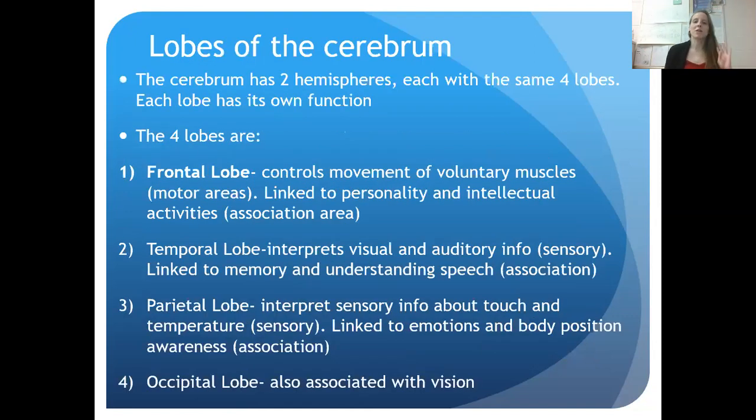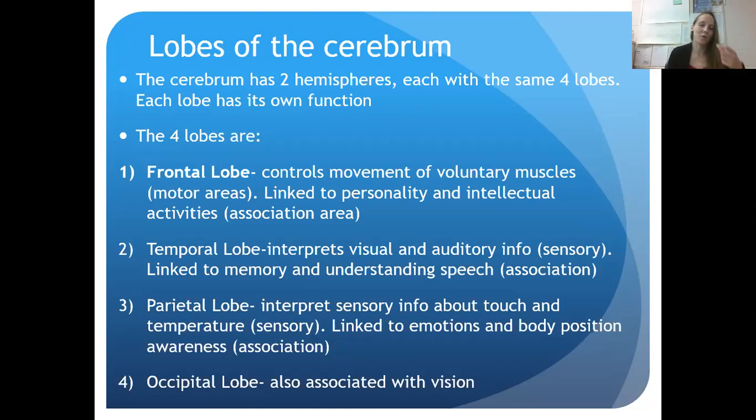So there are 4 different lobes of the cerebrum. Those lobes are on both sides, so in both hemispheres. You have the frontal lobe, which is up near the front of the head, up here. This controls your voluntary muscles, so like moving your arms and legs. Also linked to your personality and other intellectual activities like memorizing stuff. And then you have the temporal lobe, which is around here, where your temples are and around the front.